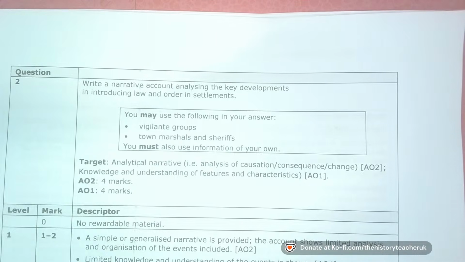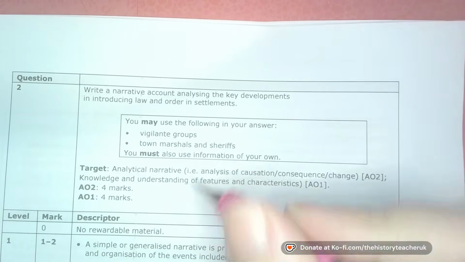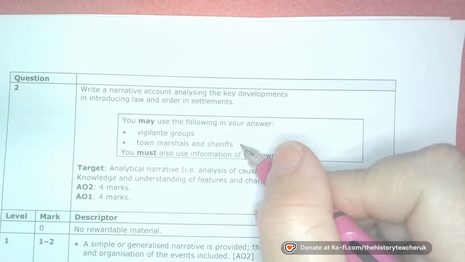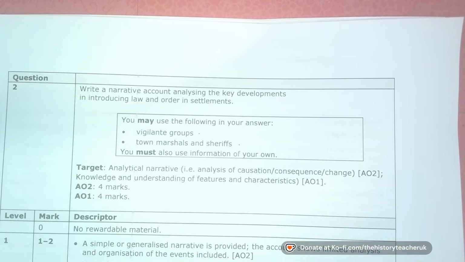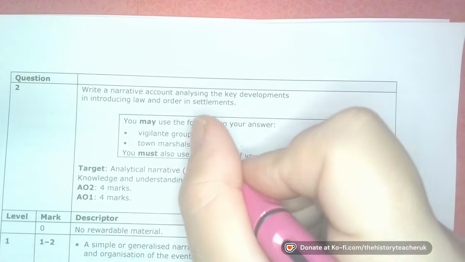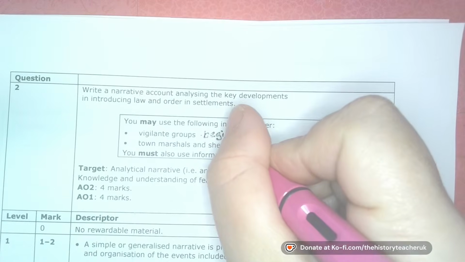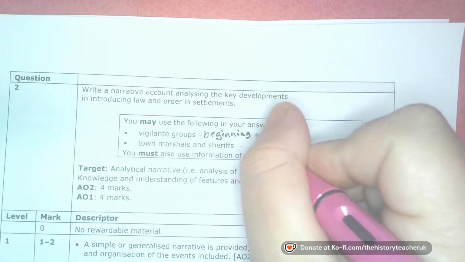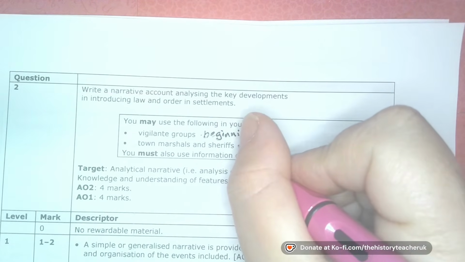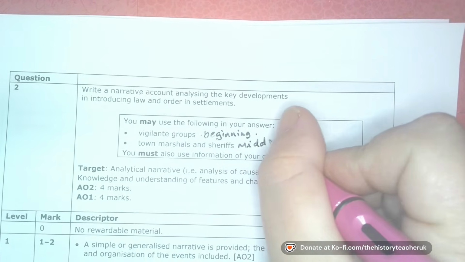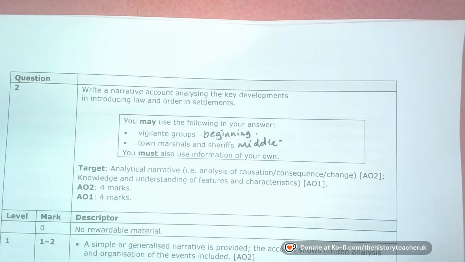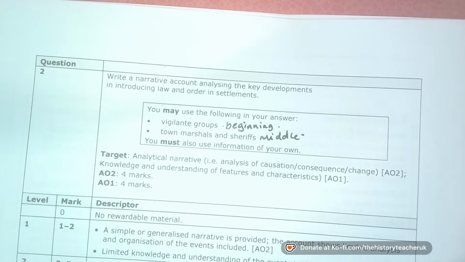And then it gives us a couple of prompts. It says vigilante groups, and then it says town marshals and sheriffs. A little heads up about the bullet points: all of the exam bullet points have a pattern to them. For the narrative account, the first bullet point is always the beginning, the second bullet point is always the middle, and the third thing you have to include is always the end.